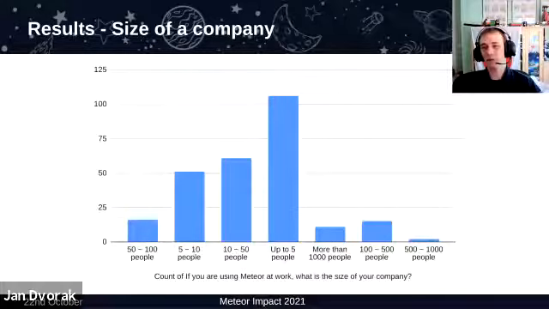So, size of the company. As you can see, most of it is just up to 5 people, small ones. And then it grows to 5 to 10 people, 10 to 50. And then, as is usual, it goes down. I apologize that the answers are not ordered by size, I didn't have the time to rearrange it. So those are the results.